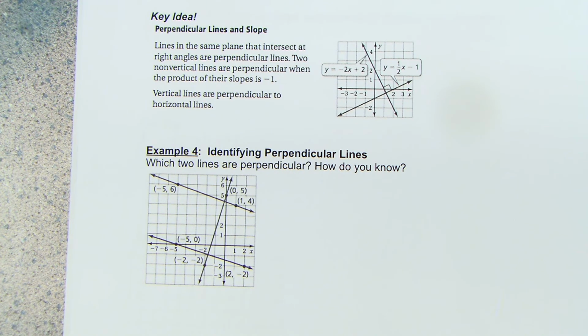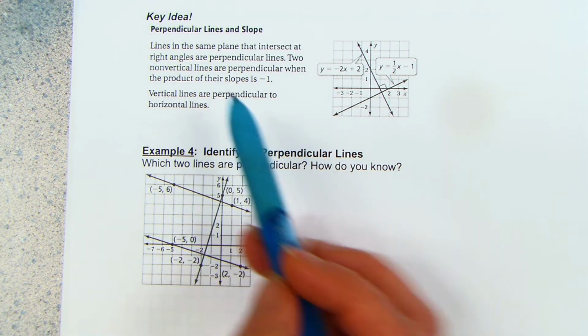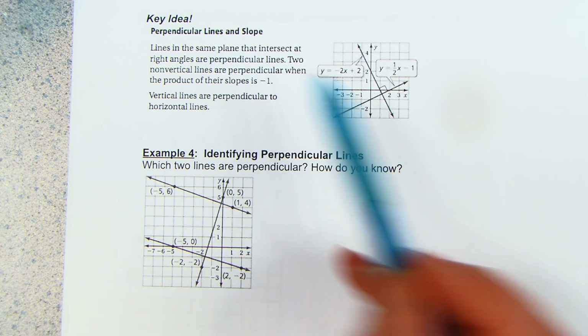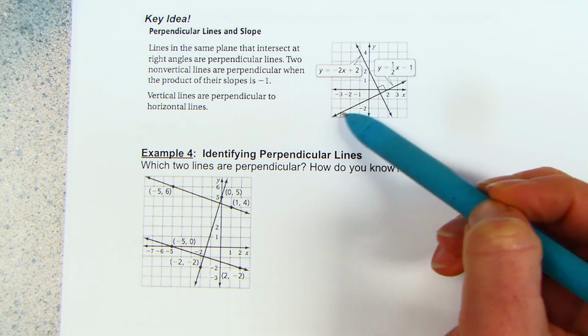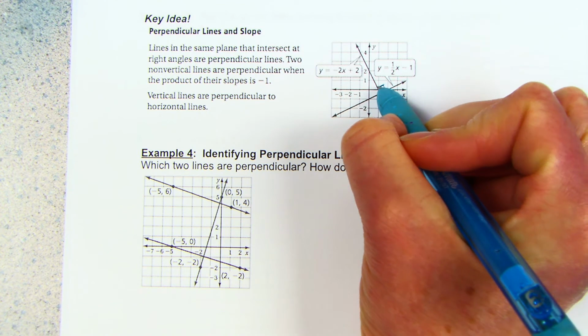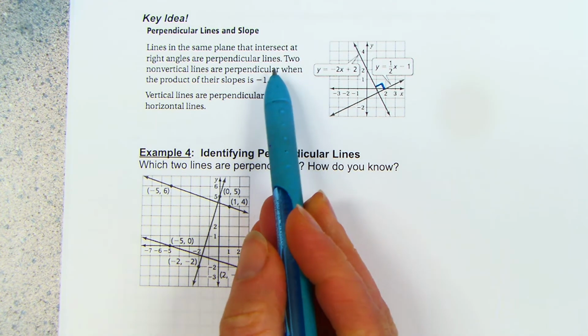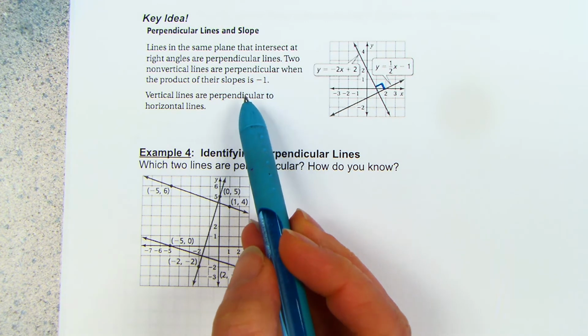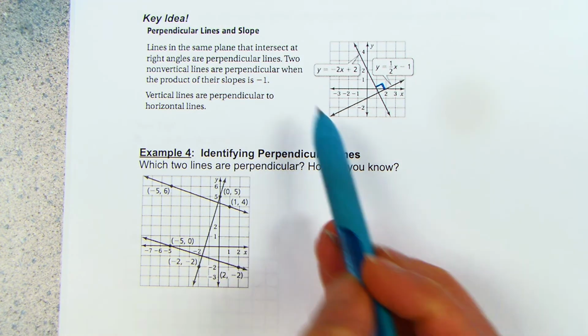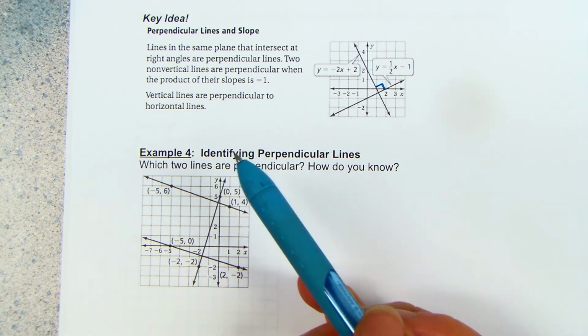All right, now we're going to look at perpendicular lines. Perpendicular lines are lines that cross at a 90-degree angle, okay? Two non-vertical lines are perpendicular when the product of their slopes is -1.